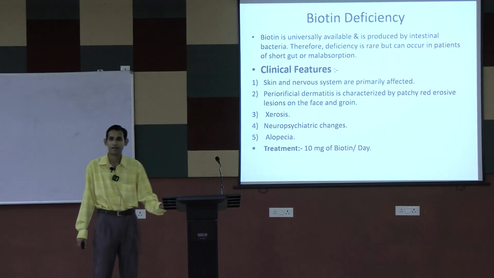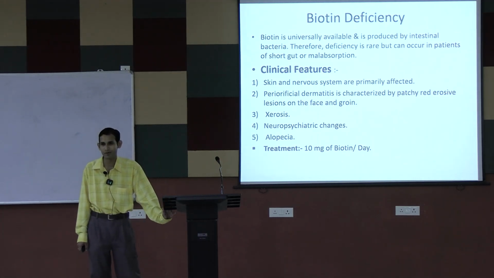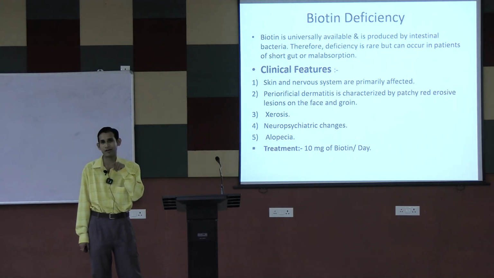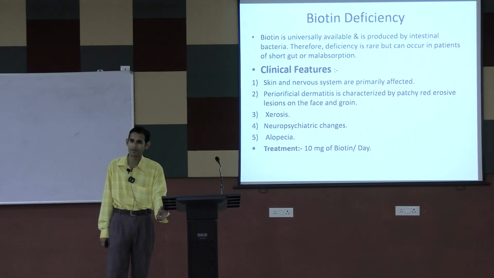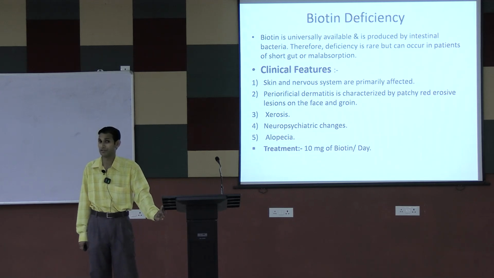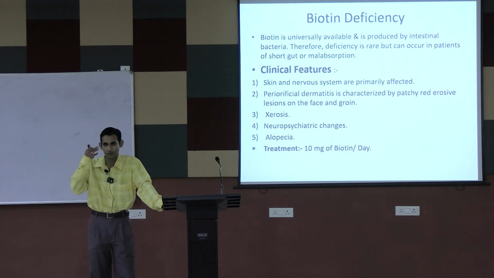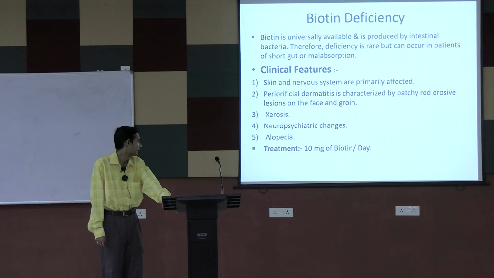Clinical features: again the skin and nervous systems are most commonly affected, and biotin deficiency is similar to zinc or essential fatty acid deficiency, that is the periorificial erosive dermatitis, which is usually erosion of the mucosa or the skin, red in color, and also you will get some neurological problem, that is confusion and psychosis, and also there will be alopecia. Alopecia is very important for biotin deficiency. Alopecia may be diffuse or total alopecia, or sometimes there is a loss of eyelash and eyebrow in biotin deficiency. And also there is xerosis.